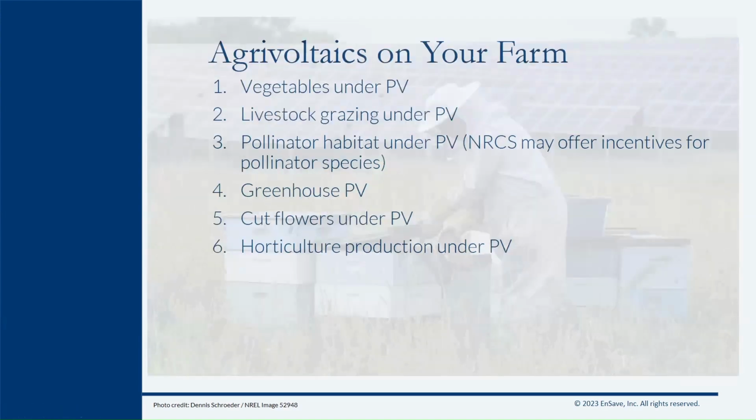All right, yeah, so agrivoltaics on your farm, what that could look like. If you're growing vegetables, that is a possibility: PV over your vegetables, or vegetables under your PV, however you want to look at that. If you've got livestock grazing under PV. Again, pollinator habitat under PV. There's also NRCS, you may be able to get a contract with NRCS to plant pollinator species under your panels. They do offer incentives for that kind of practice, putting the native pollinator species, and then you can put your panels over that.